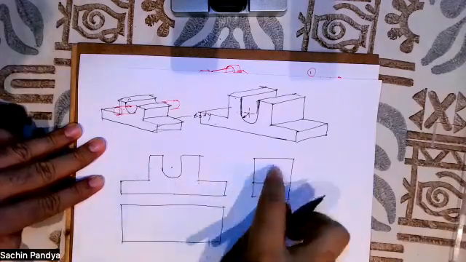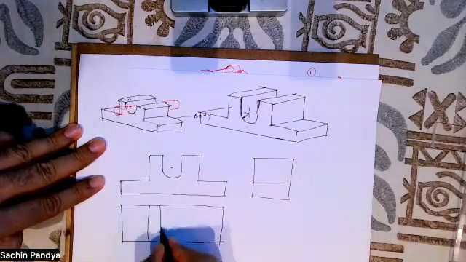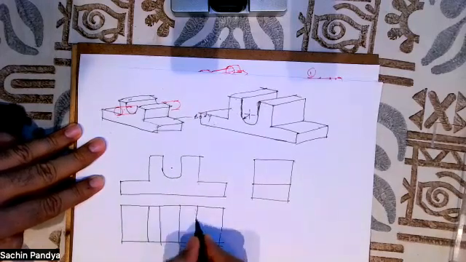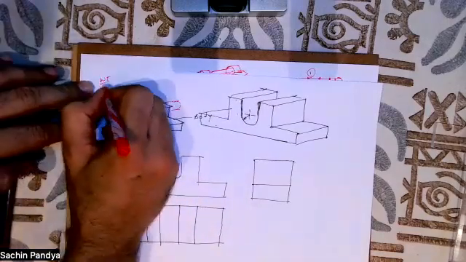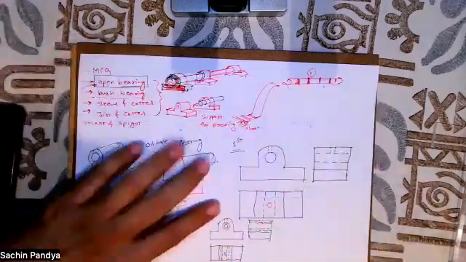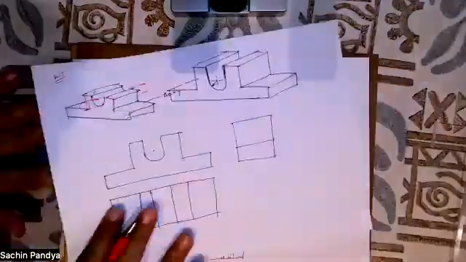This is the front view, top view, and side view. This is how it should normally look. Now the question comes about the weight. Remember, I was talking about weight over here. I was saying that they have removed weight because they want to reduce the weight of this object. So in this also they have removed the weight.